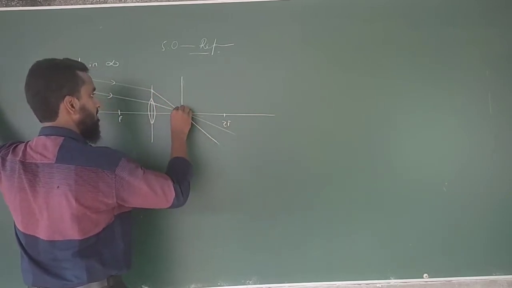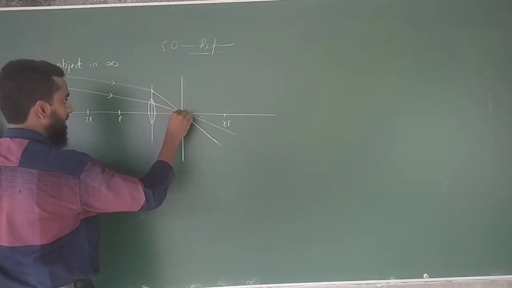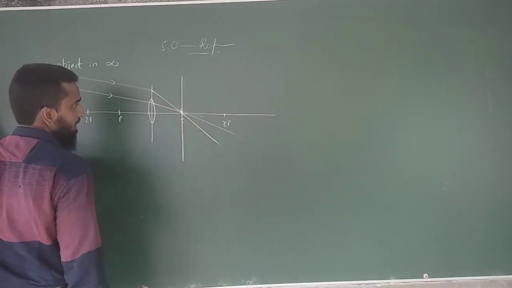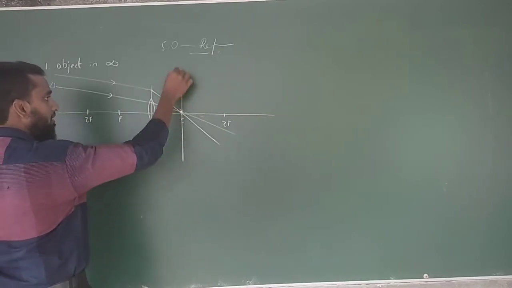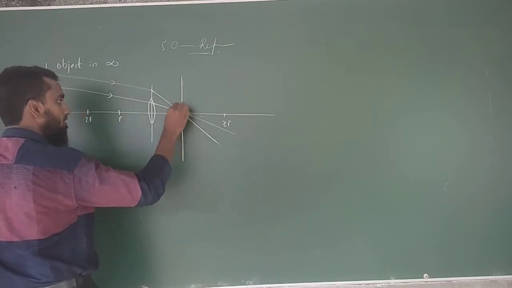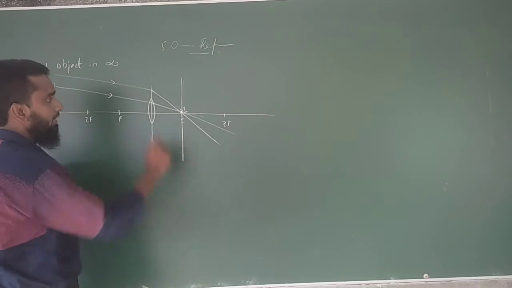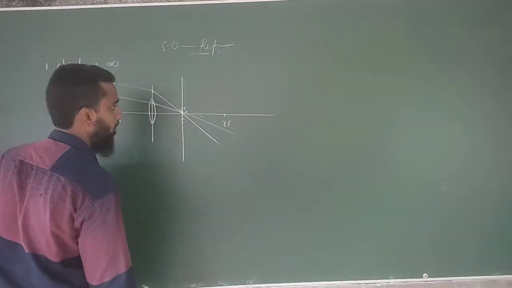It's going to converge at this point, not on the principal axis. Sometimes it can be obtained on the principal axis as well, because there is a point in the focal plane which crosses the principal axis. At this point the image is going to be formed. The image is going to be a pointed image.